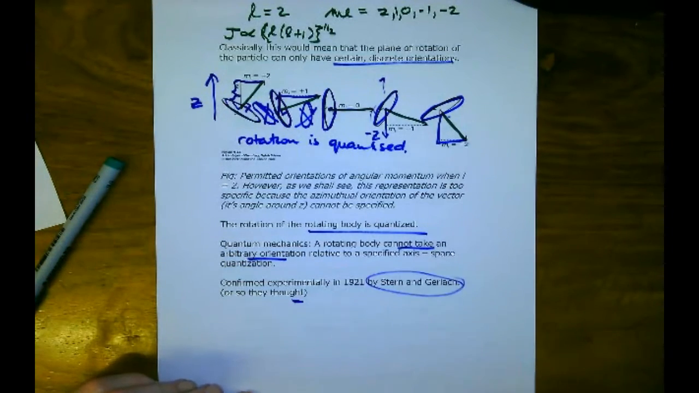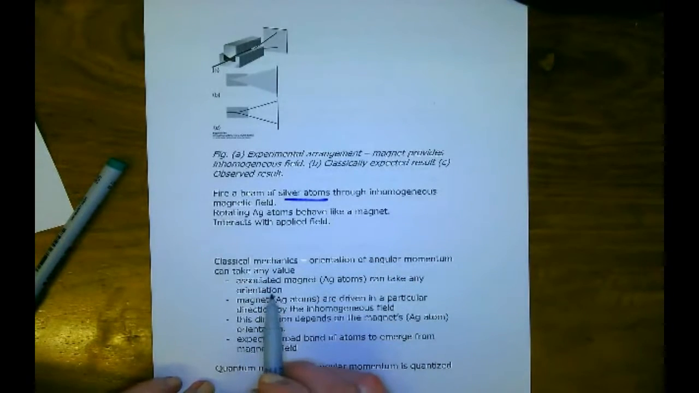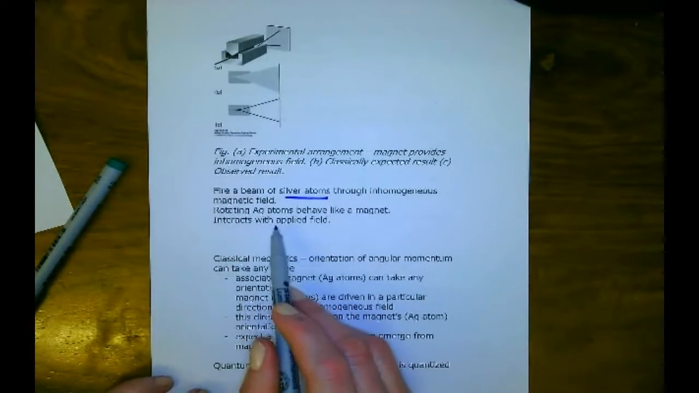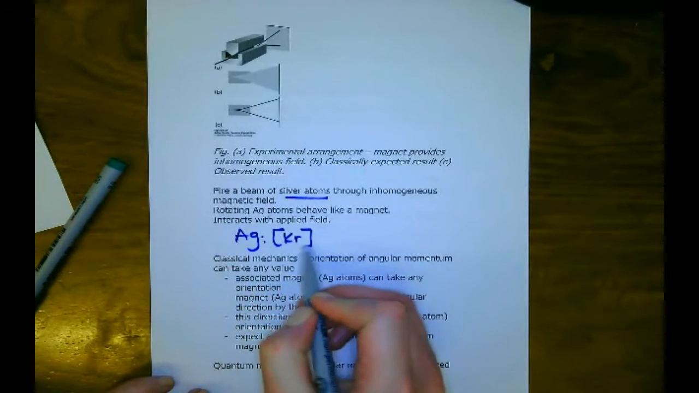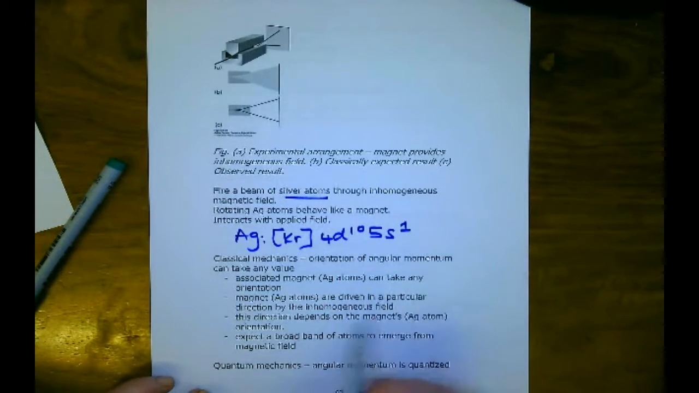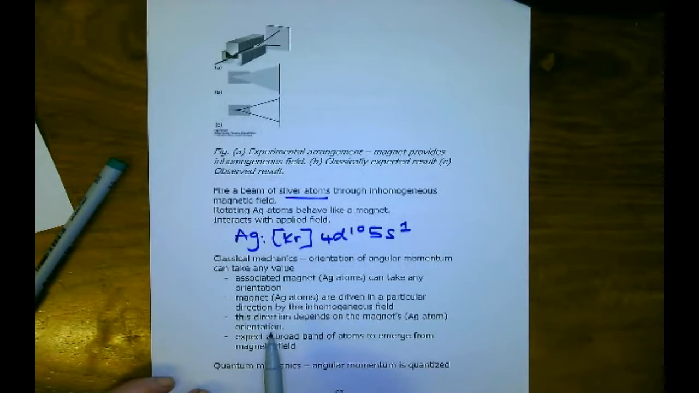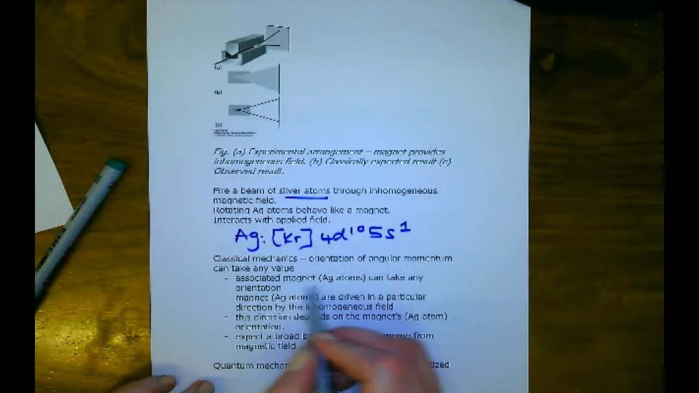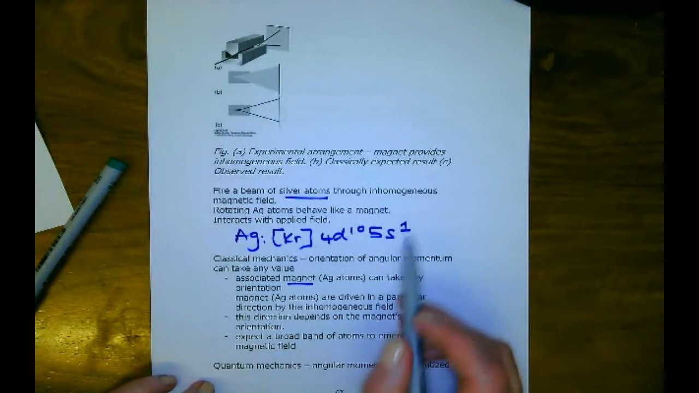Okay, so let's look at the experiment by Stern and Gerlach. So what they did is they used silver atoms that they shot through a magnetic field. So if you look at the electronic configuration of silver, you'll notice that there is one unpaired electron. So that unpaired electron makes a silver atom behave as a magnet.